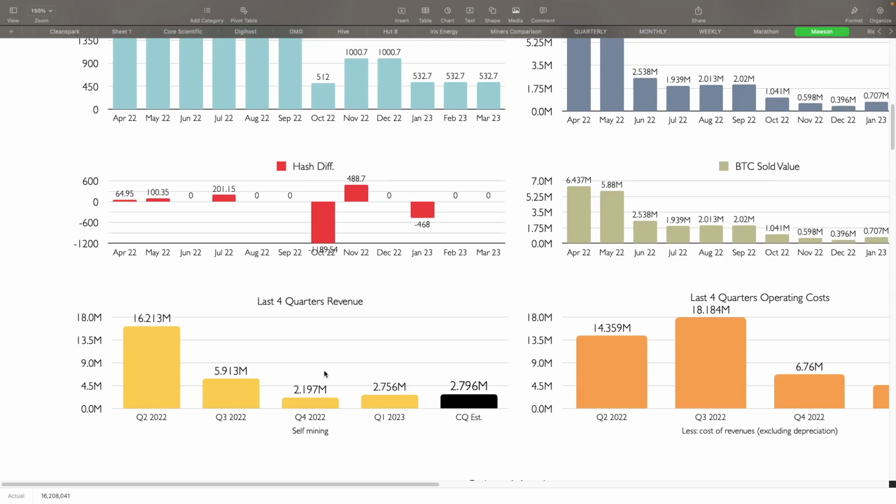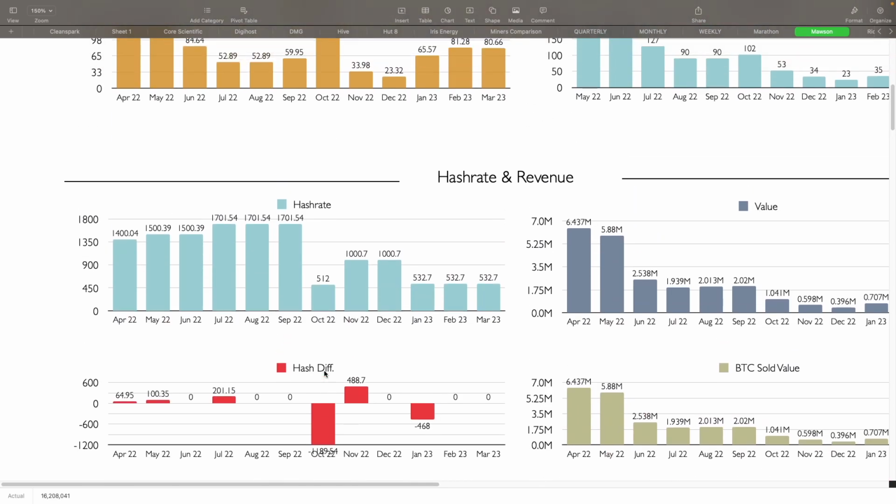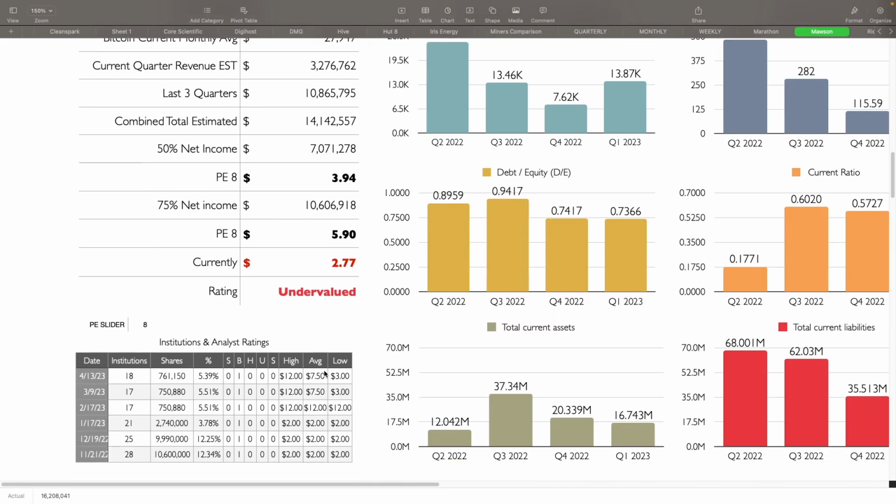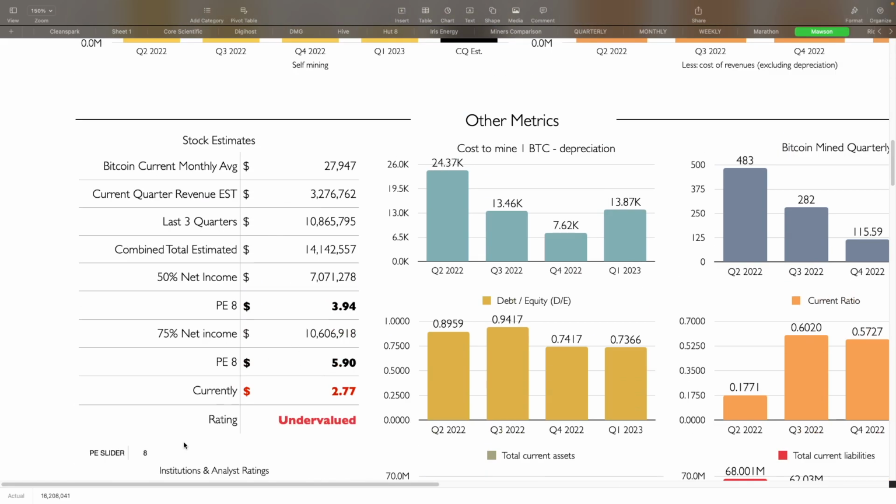But yeah, their self-mining is horrific and their hosting I'm not a big fan of. Right now they are basically trading at a PE of 5 or 6, around 5.5, if we look at it this way. So I give them an 8, a little bit of a premium from where they are right now. I do think they are still slightly undervalued, but they definitely have to grow their own hash rate going forward.